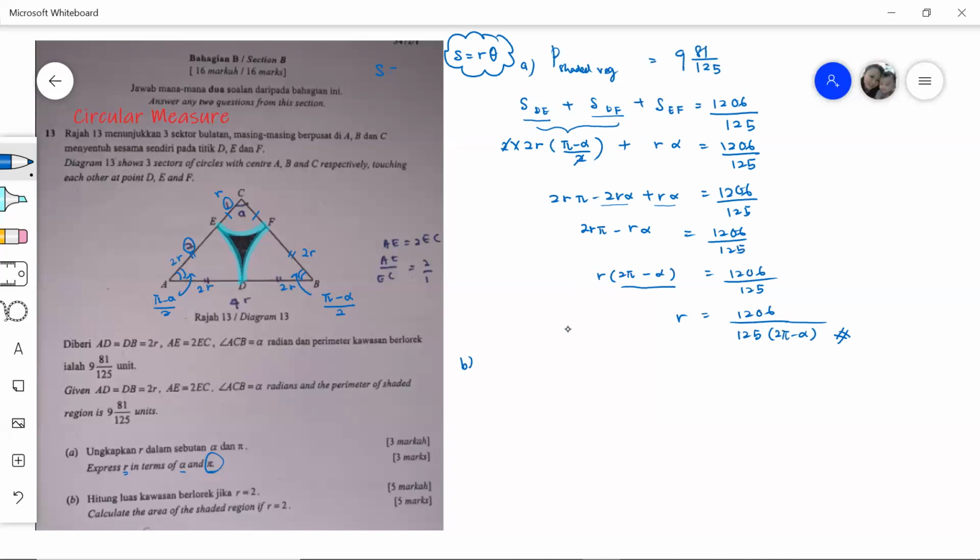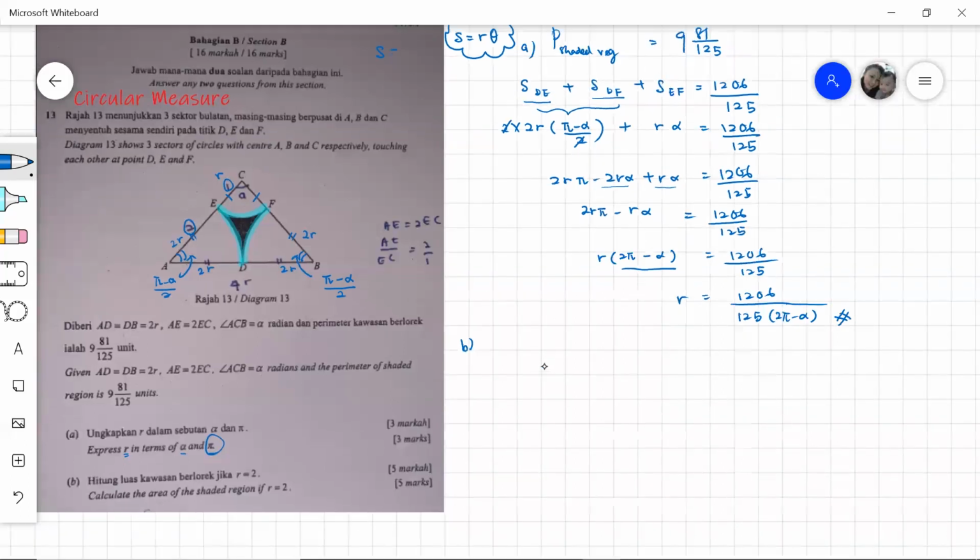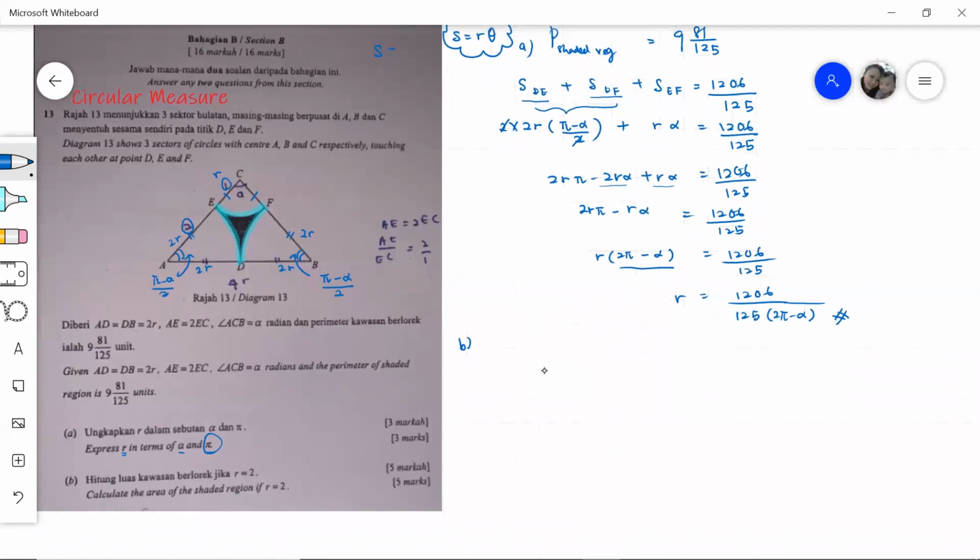In part B, they want us to find the area of the shaded region. So how do we find the area of the shaded region? Let me just redraw the triangle, the isosceles triangle.